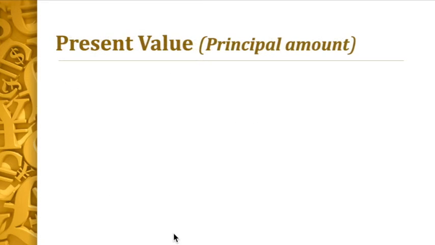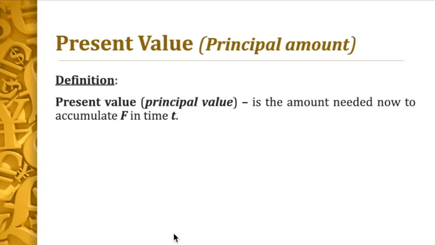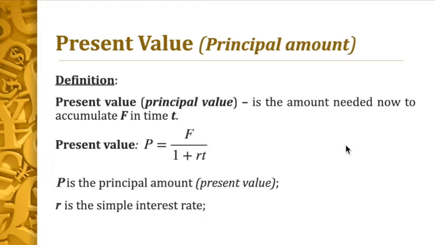Now, let's give the definition of the present value or the principal amount in some books. So the present value or principal value is the amount needed now to accumulate your future value in the time t, or in how many years you want to wait to get this F. So how much do you need to deposit right now? So the present value formula, as we have given in the last example: P is the principal amount, r is the simple interest rate, t is the time in years, and don't forget the F. F is your future value. That's your money after some time t.